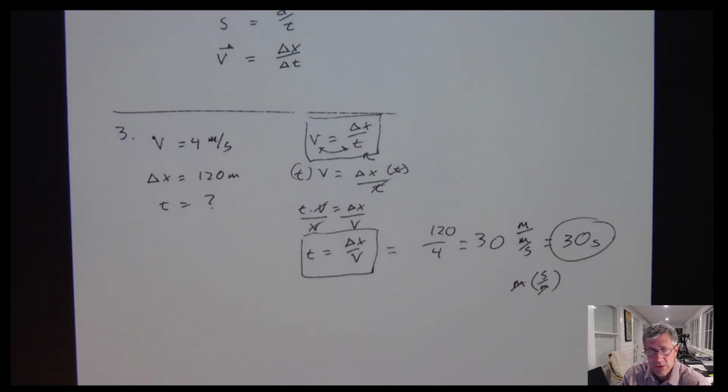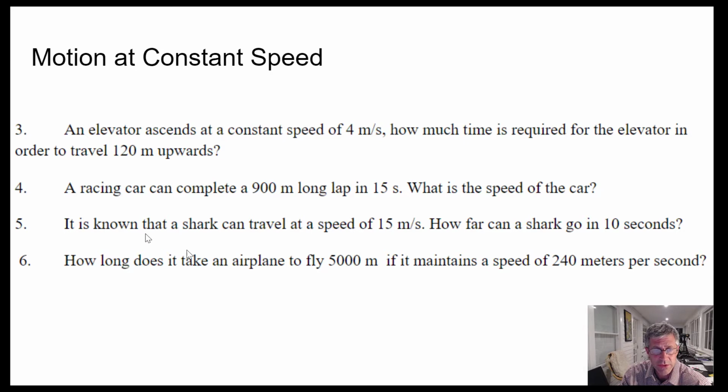Okay, let's do a couple more. This is the idea I'm going to ask you to do, and I'll go through these a little bit more quickly. So a racing car. Number 4, I have a racing car. It completes a 900 meter long lap in 15 seconds. What's the speed of the car?